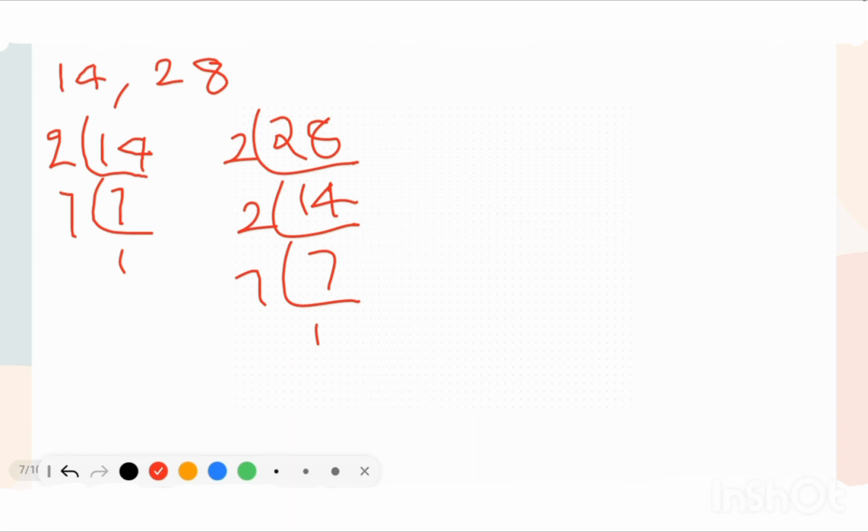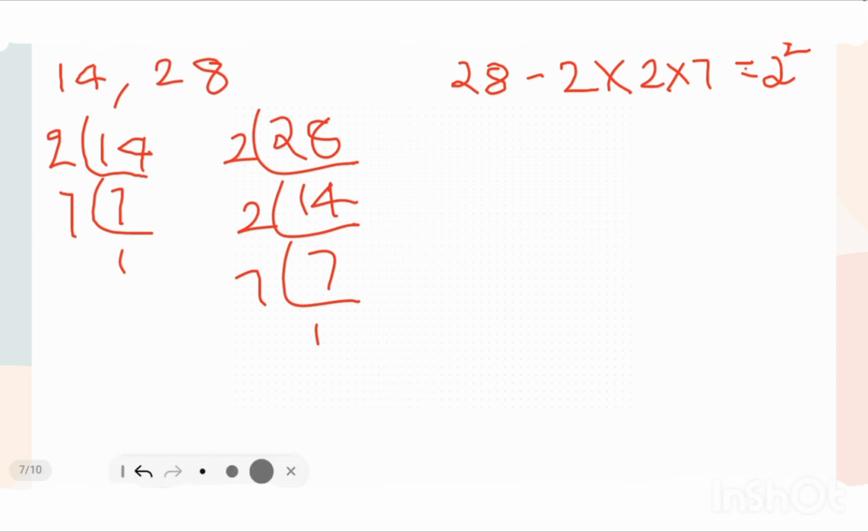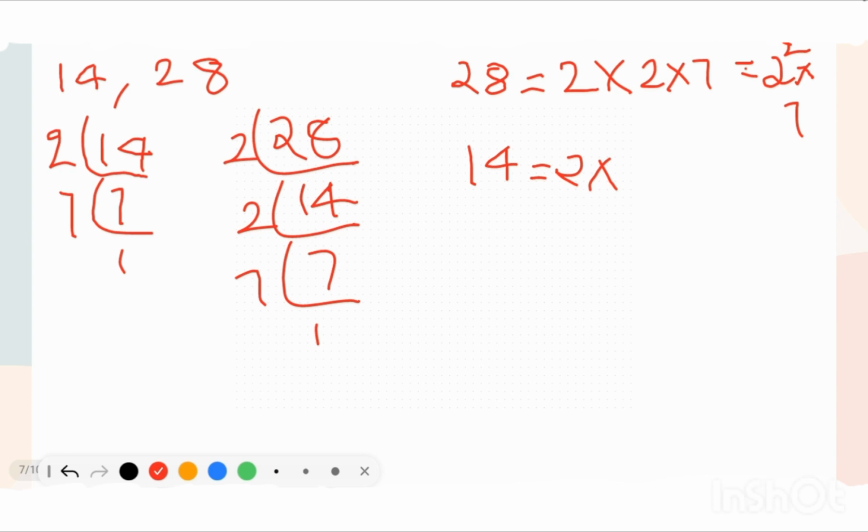So now we have to express it as a product of primes. So 28 is equal to 2 square into 7. And 14 is equal to 2 into 7. That's it: 2 power 1, 7 power 1 over here.